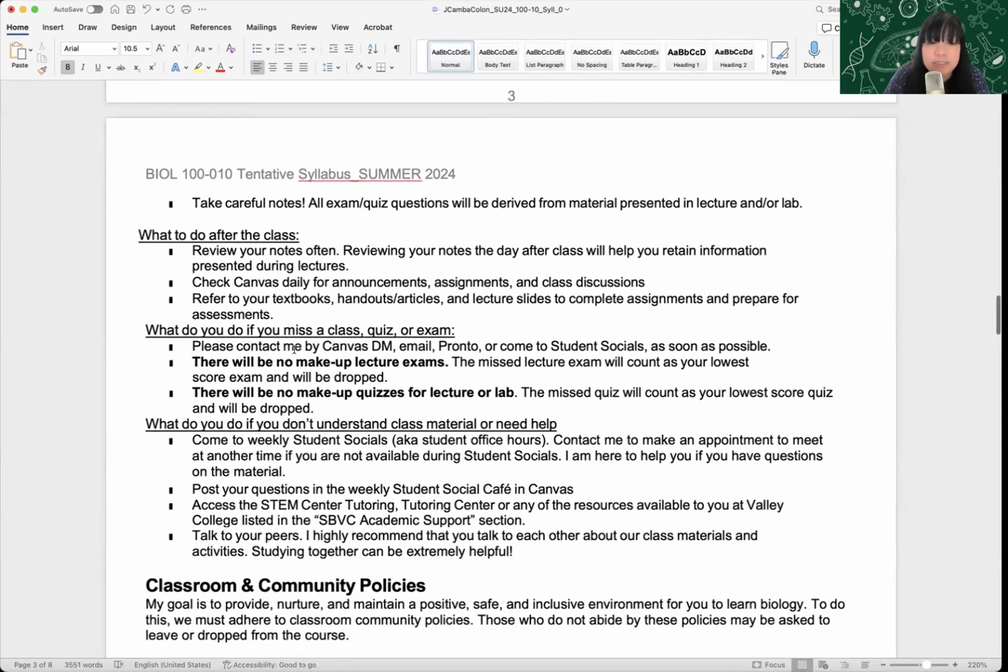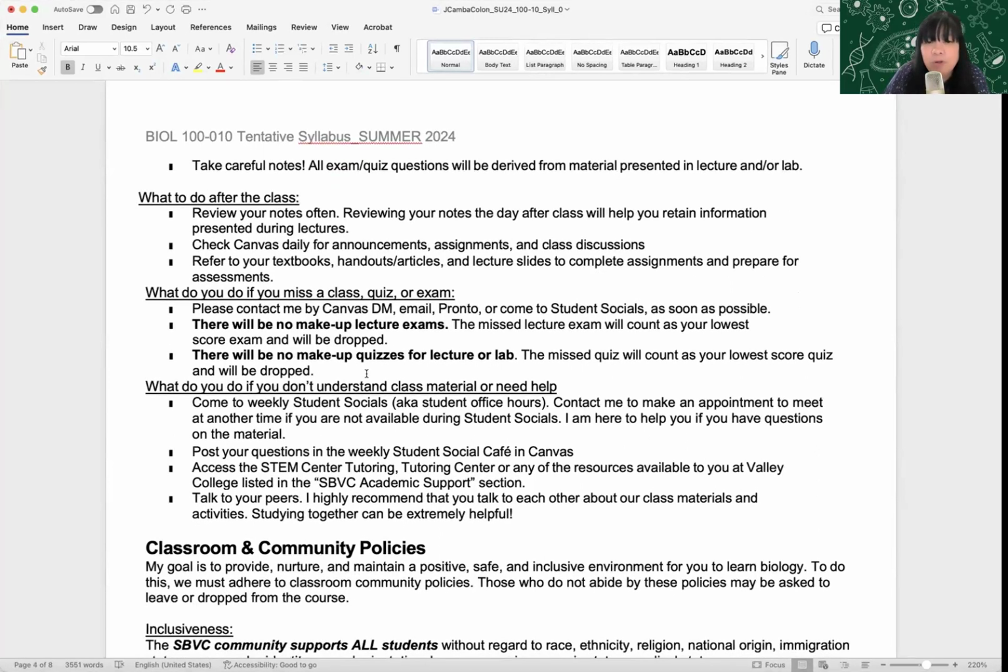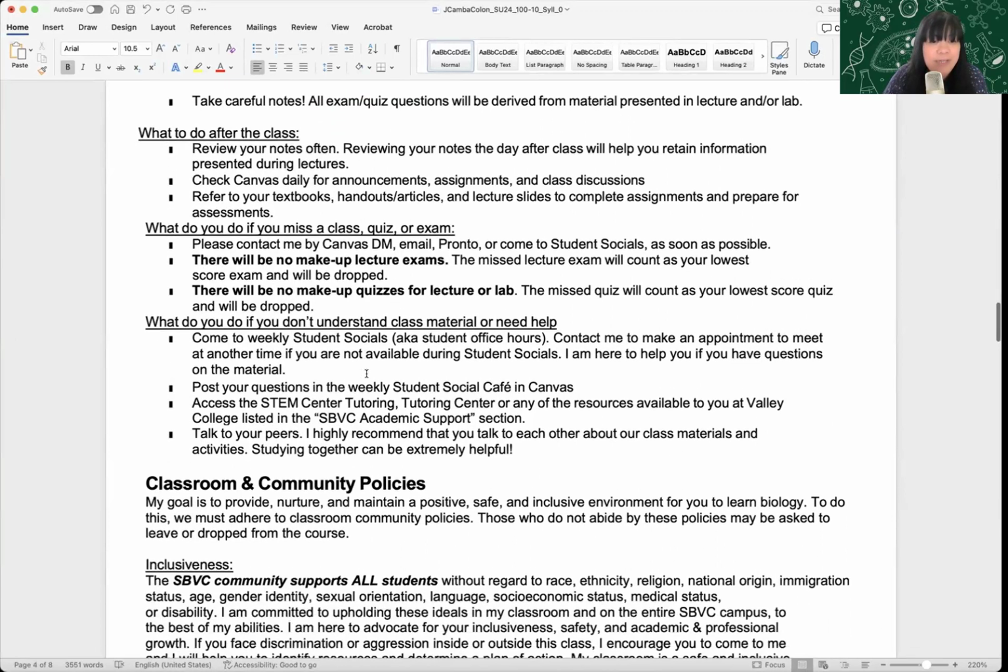What to do if you miss a class: let me know right away. Okay, so there will be no makeup lecture exams. The missed lecture exam will count as your lowest score exam and will be dropped. So no makeup quizzes or exams. Those will be dropped. But let me know if there's anything happening. Okay. If you're encountering some hardship, just let me know.